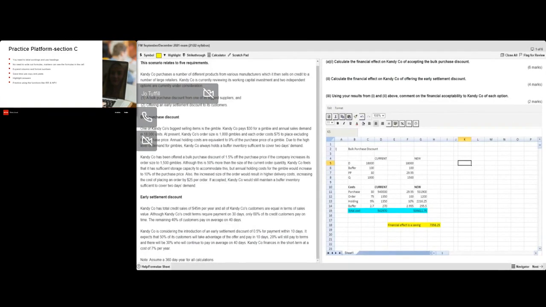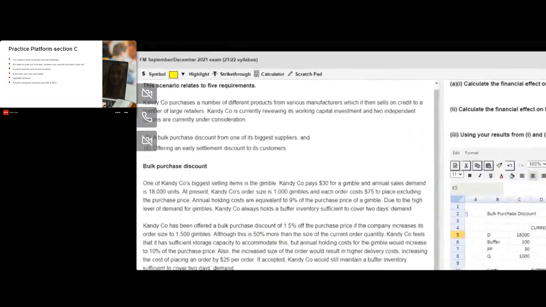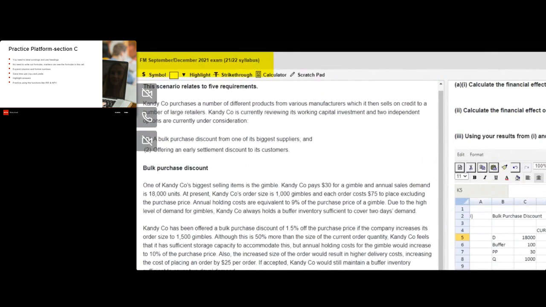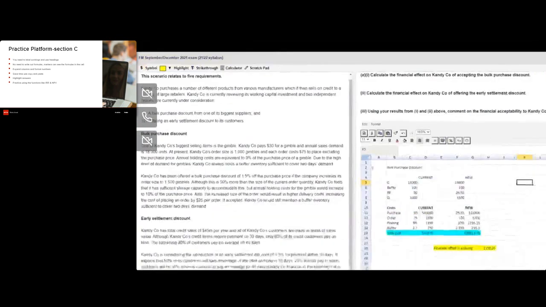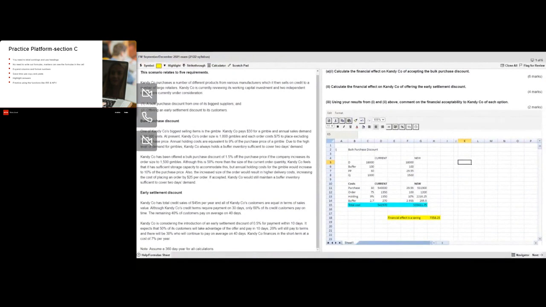So here I am on the practice platform and I'm looking at the September-December 2021 past exam paper. This is one of the section C questions, and this question is on the working capital area of the syllabus. So this question, Candy Company, has 5 requirements in 3 parts.